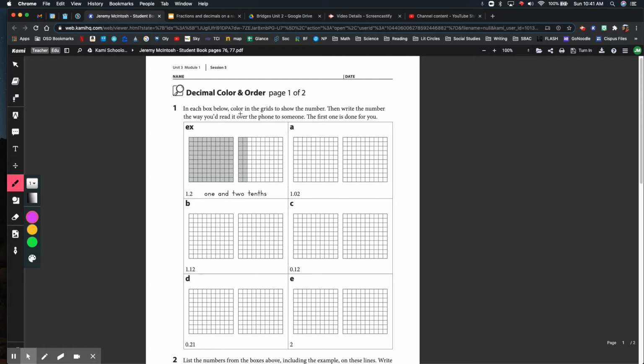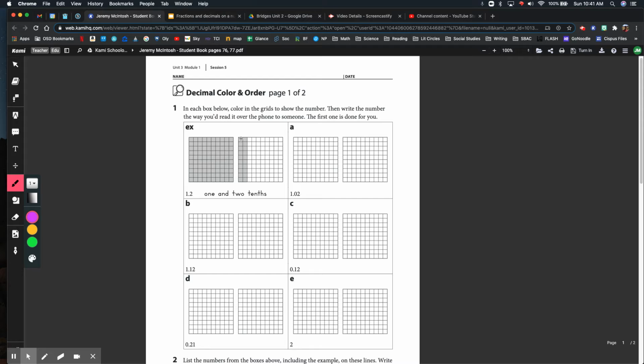In each box below, color in the grids to show the number. Then write the number the way you'd read it over the phone to someone. The first one is done for you. So the example they give is one whole. So this is one whole grid. So that's where the one comes from here, and the one comes from in the decimal.